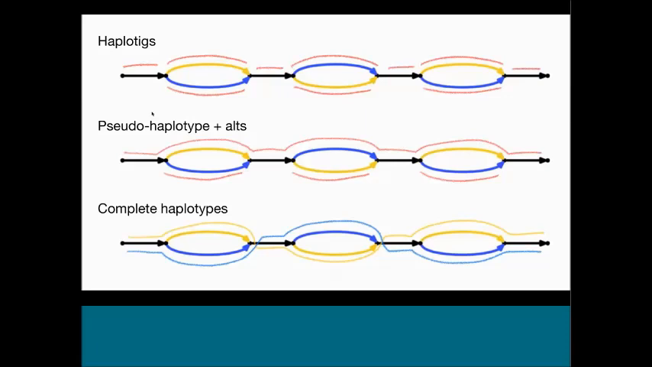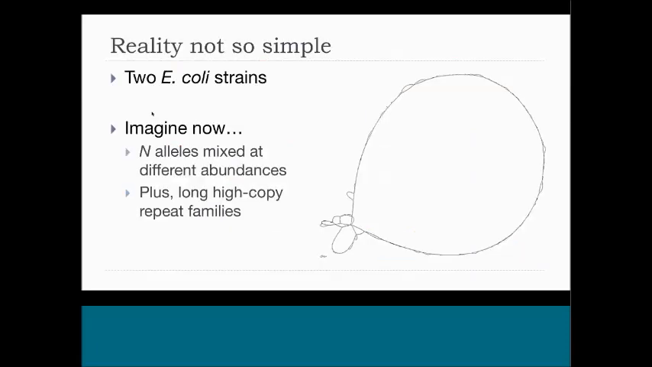Ultimately, what we really want is complete haplotypes out of the assembler, where we've accurately walked the blue and the yellow haplotype, and we would output essentially two haplotigs for each chromosome representing the two haplotypes. That's obviously very difficult to do. The reality certainly is not as simple as those little cartoons from the Supernova paper.